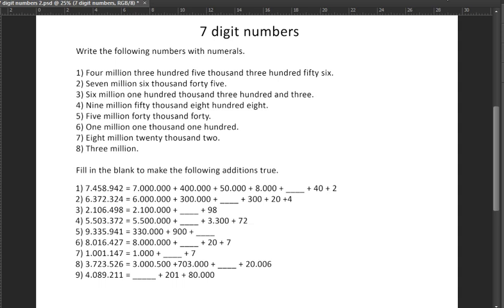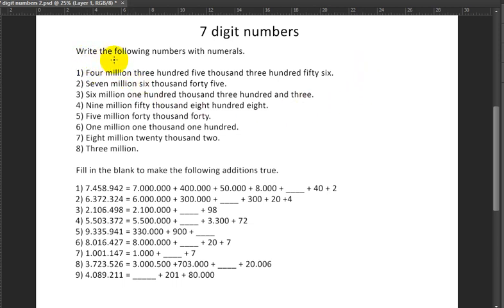Hello everyone, in today's video we will continue practicing with 7-digit numbers. So I want you to pause the video and try to solve these exercises on your own and then come back to see if you got them correctly. So pause the video now. Alright, let's see what you got.